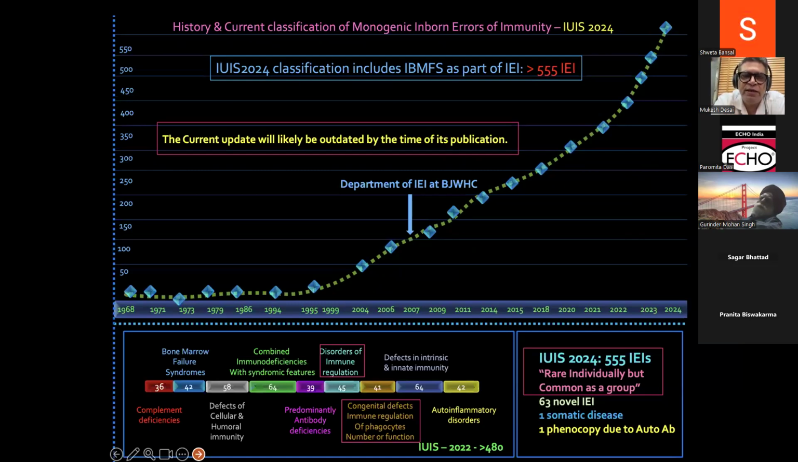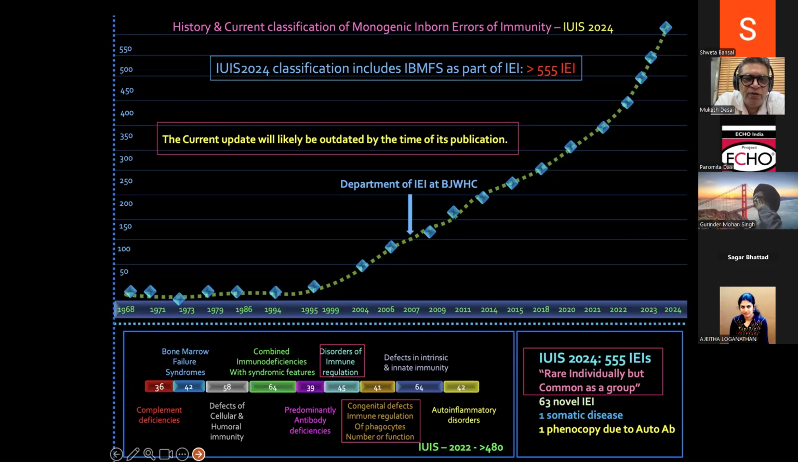A very important sentence which struck me in this was that the author had written that the current update will likely be outdated by the time of its publication. So this is a very important sentence which tells you how rapid the pace of progress is.